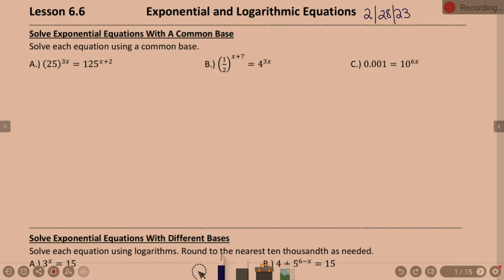The front of the page, we're focusing on exponential equations. And you'll notice that top section, solving equations using a common base. So as we look at example A, 25 to the 3x equals 125 to the x plus 2. What are my bases? 25 and 125. So the question you need to ponder is, how can I make those bases the same? And this is where that gold paper might come in handy.